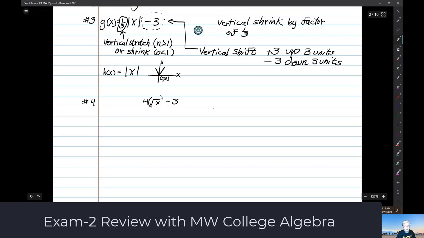Again, you have a basic function, the square root of X. You have a number in front, which is going to be a vertical stretch or shrink, and you have a number behind, which will be a vertical shift up or down. Now here, this is a number greater than 1. 4 is greater than 1. So this is going to be a vertical stretch. And this, again, just like up here, we're going to have a vertical shift down.